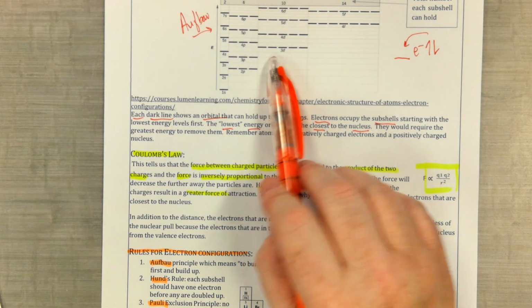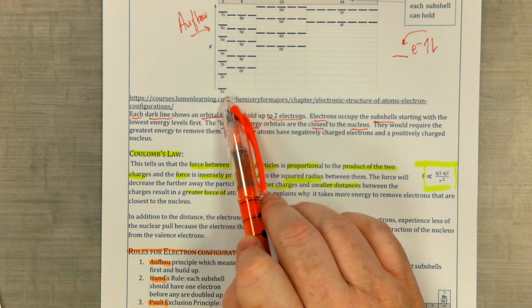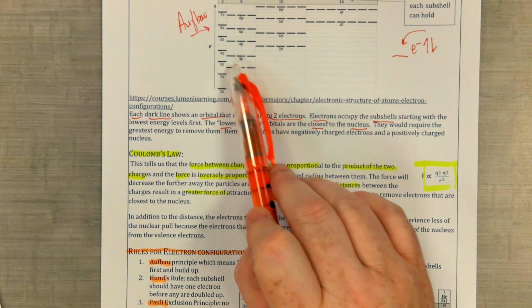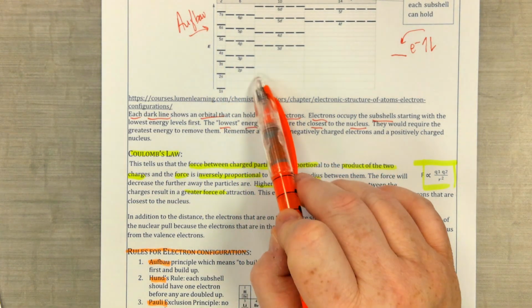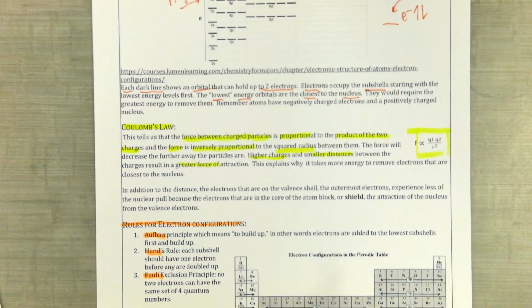Hund's rule is that each subshell should have only 1 electron before it's doubled up. So I can't skip lines. I can't go up, down, up, down, up, up, up, up, down, and then come back here and go down. I have to do it in sequence, in order.